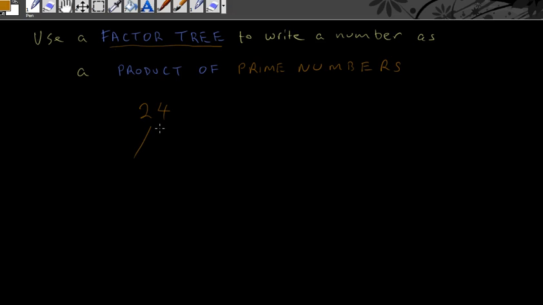Okay, now I'm going to break 24 up into two numbers or factors, so two numbers that multiply to give you 24. I'll do 12 times 2. Now at this point I have to tell you, once you have a prime number in front of you, you need to highlight it, which means the branch stops here.